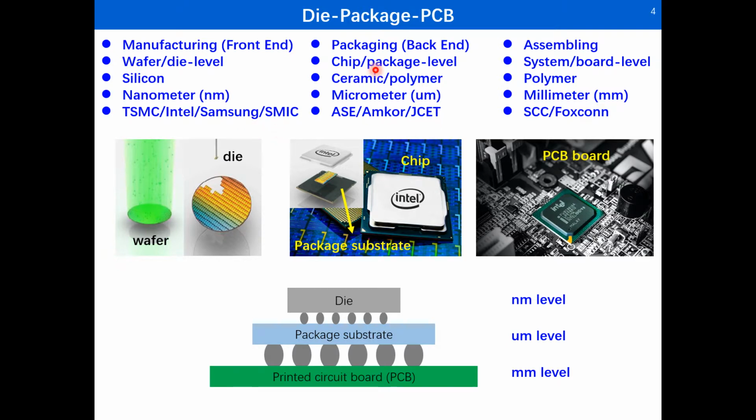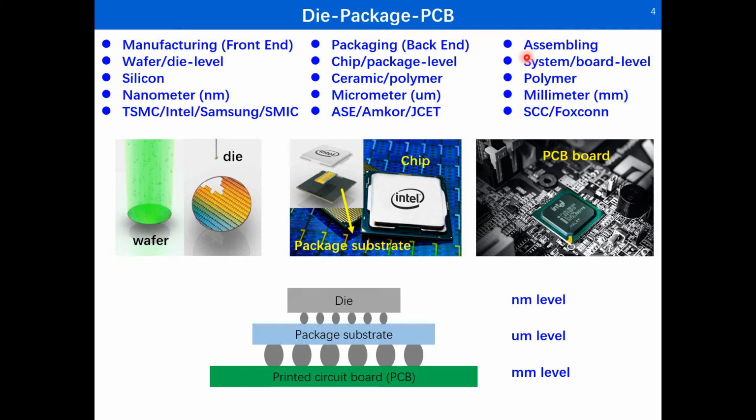This part is called packaging, or the back end. It is chip level, or sometimes package level. The main material of the package substrate is ceramic or polymer. Its resolution is micrometer scale, and the companies include ASE in Taiwan, Amkor in the United States, and JCET in China.